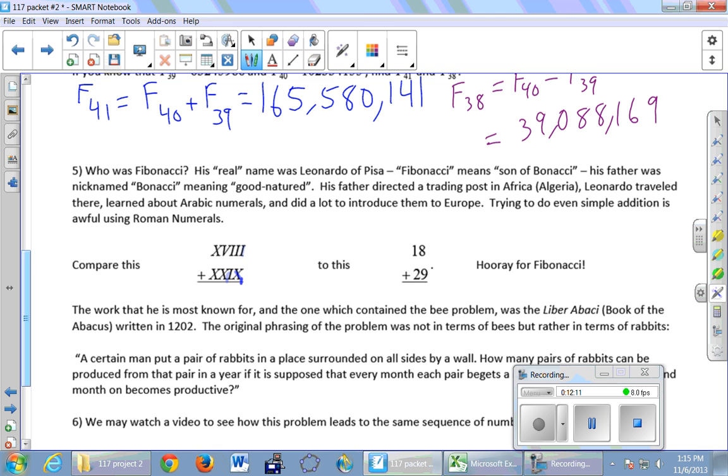So it's really hard to do arithmetic using Roman numerals. Okay, but the first number is really 18. And the second number, that's 20 plus the 9, is 29. And it's really easy to add 18 and 29 when it's written that way. So we have Fibonacci to thank for bringing Arabic numerals out this way.